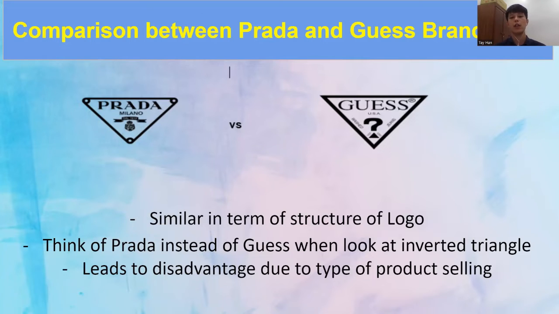So people will think of Prada instead of Guess when looking at an inverted triangle because Prada is much more famous compared to Guess. Besides that, it will lead to a disadvantage due to the type of product selling. Prada sells quality and expensive products while Guess just sells affordable and not so expensive and normal products. So there will be a competition in the market, but people will prefer to go to Prada instead of Guess due to the brand name and brand logo.